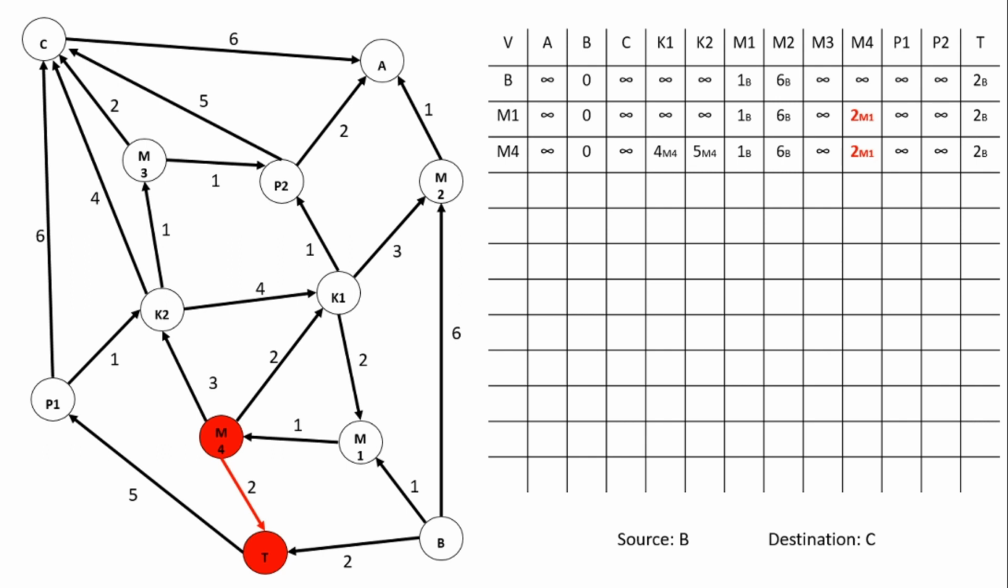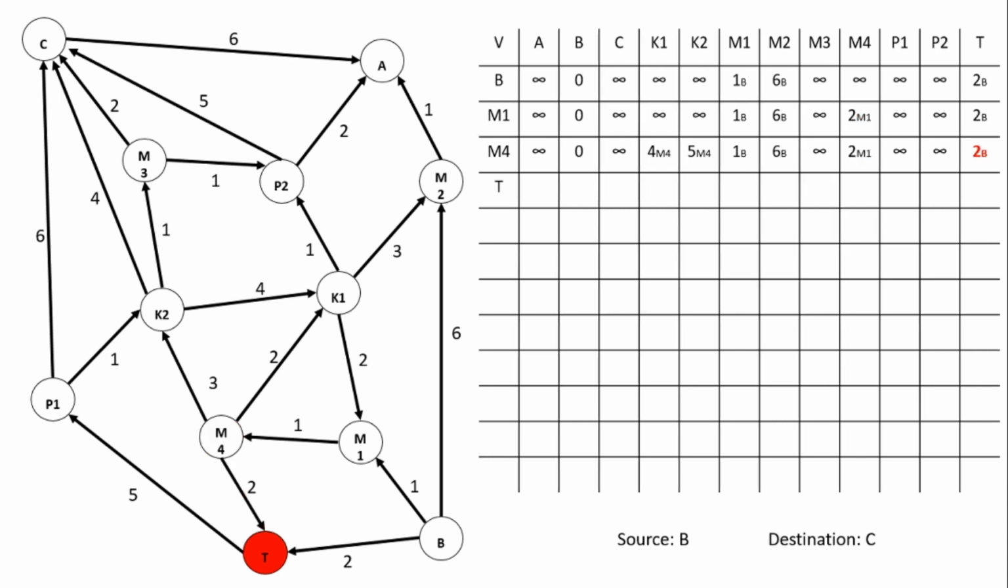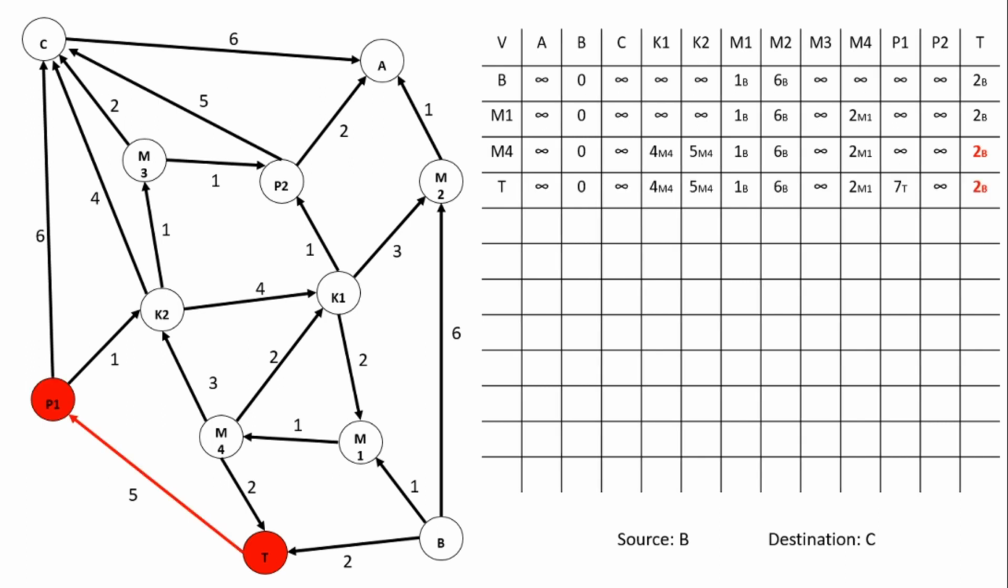So now, we'll have to take the smallest known distance of the previous vertex. So we're going to choose vertex T. Next, the only reachable vertex for vertex T is vertex P1. So let's add vertex T to P1. Then we will have total distance of 7 coming from T.